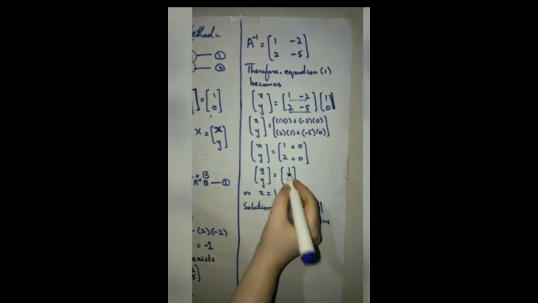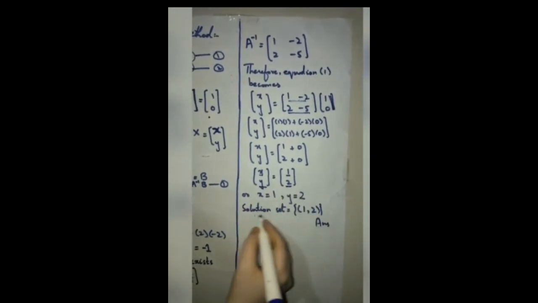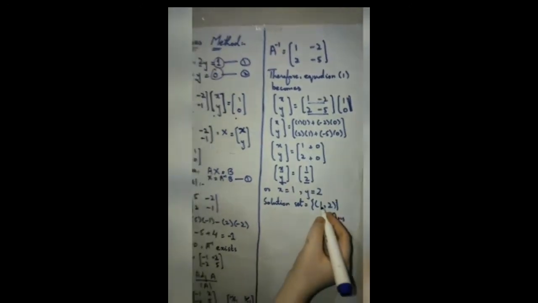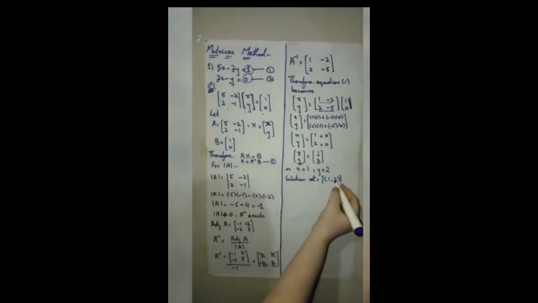x equals 1 and y equals 2. Solution set equals (1, 2). The value of x equals 1 and the value of y equals 2 here.